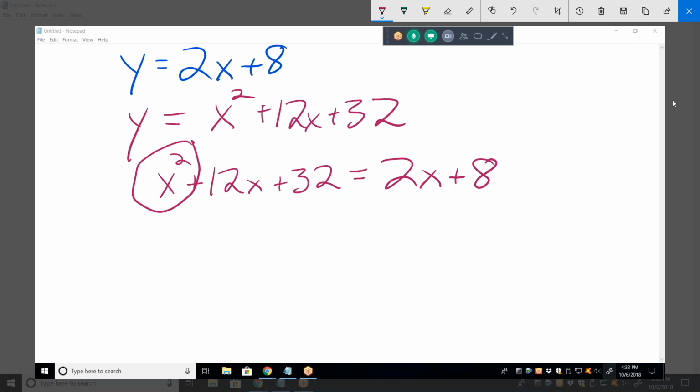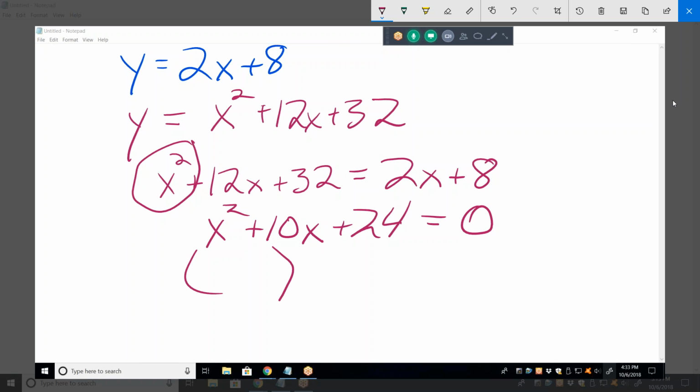Okay. So I'm going to subtract 2x from both sides, and I'm going to subtract 8 from both sides. That's going to give me x squared plus 10x plus 24. I haven't changed anything. I've just rearranged it and gathered like terms. Back to that. And the solution will be obvious after we factor it. Factor it step by step.